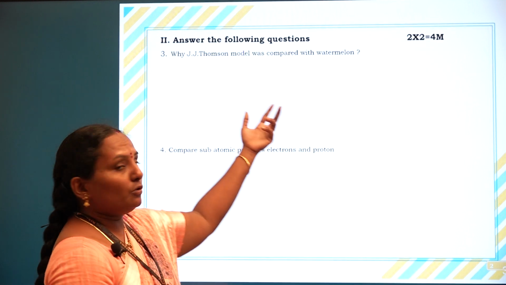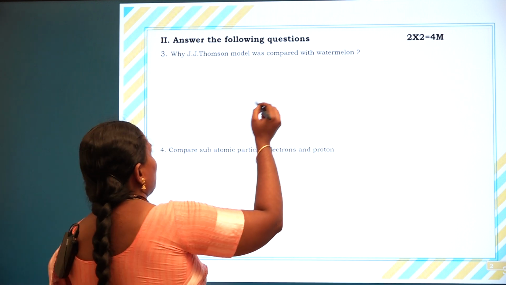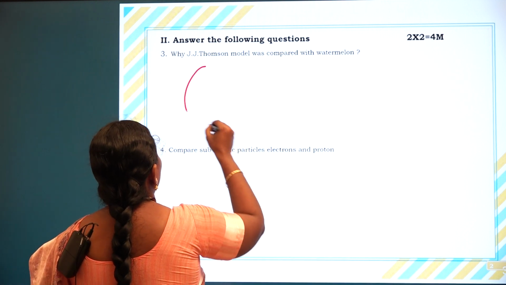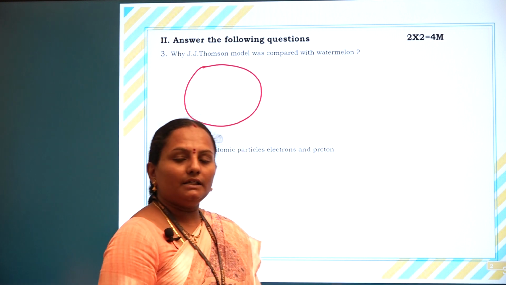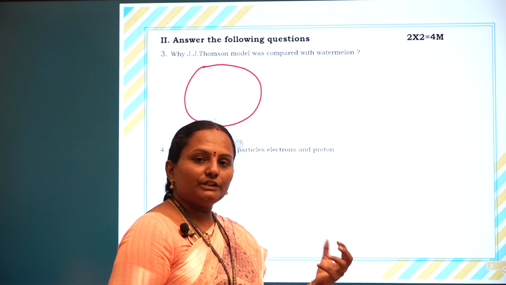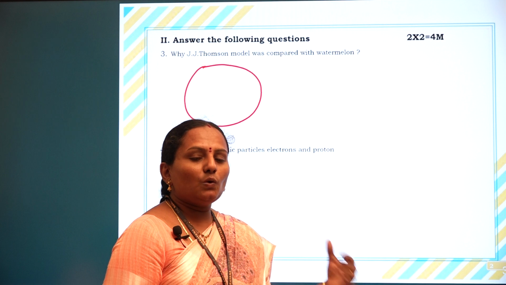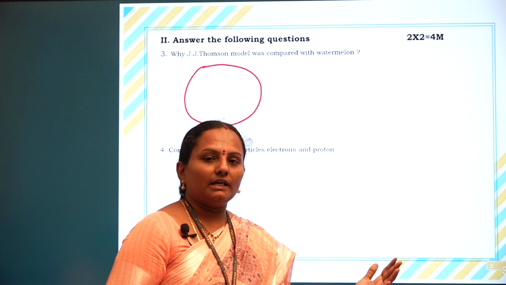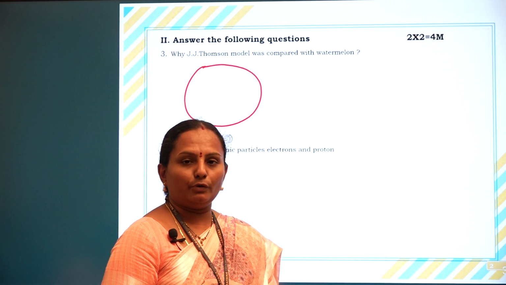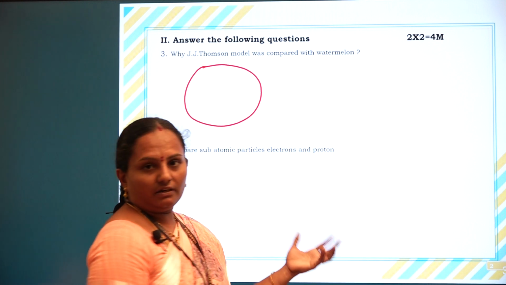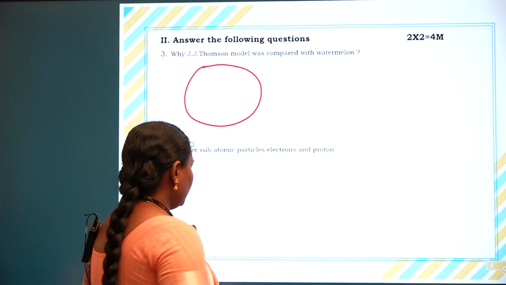Why was J.J. Thomson's model compared with a watermelon? Let us see how he explained his model of an atom. He assumed that the atom is spherical in shape and neutral. Neutral means having an equal number of positive and negative charges. Electron is assumed to have a negative charge and proton a positive charge. With equal numbers of electrons and protons, we can say the atom is neutral, and the atom is spherical in shape.